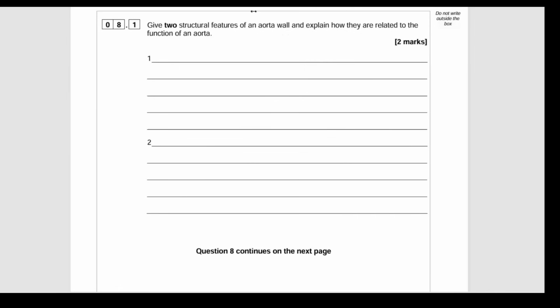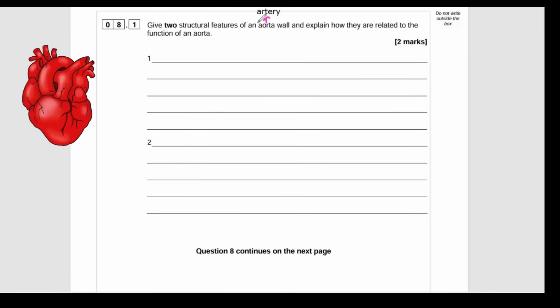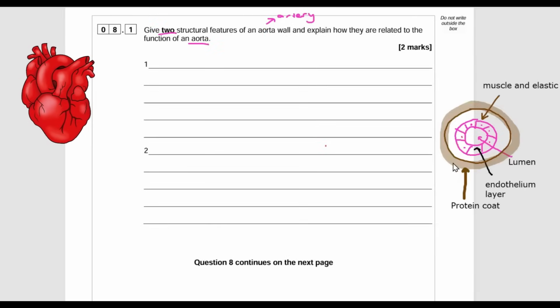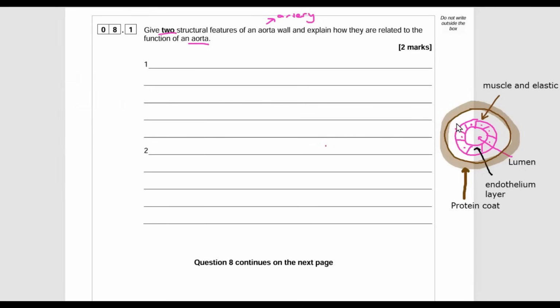Give 2 structural features of an aorta wall and explain how they are related to the function of the aorta. 2 marks. Don't forget it's an artery. It's the artery that pumps the blood from the heart to the body. Here's the structure. Pause the video. Have a go. Okay, so we've got muscle and elastic.